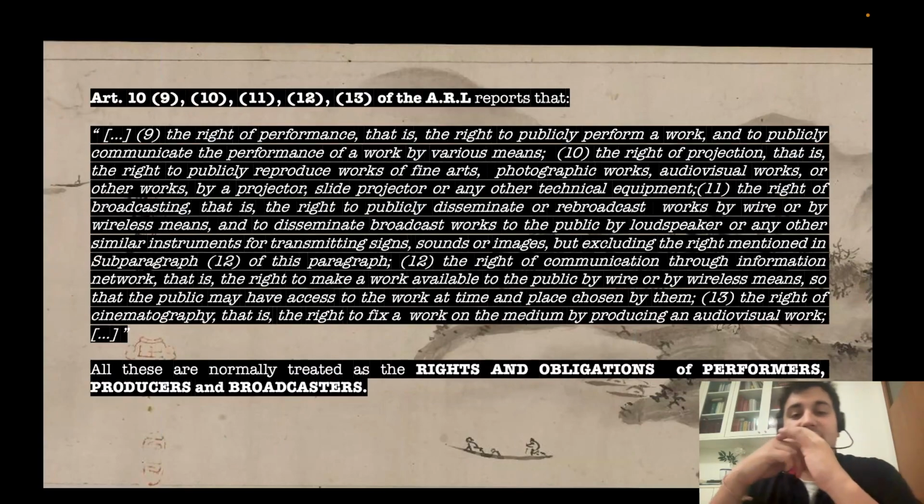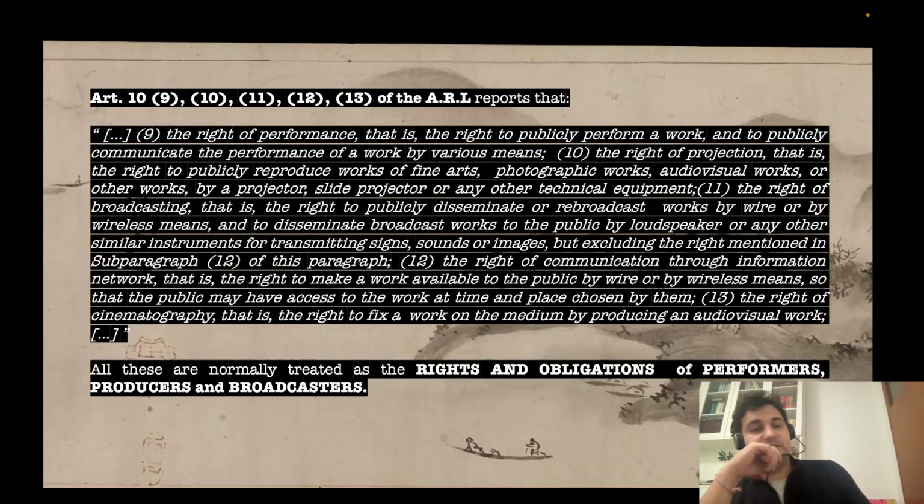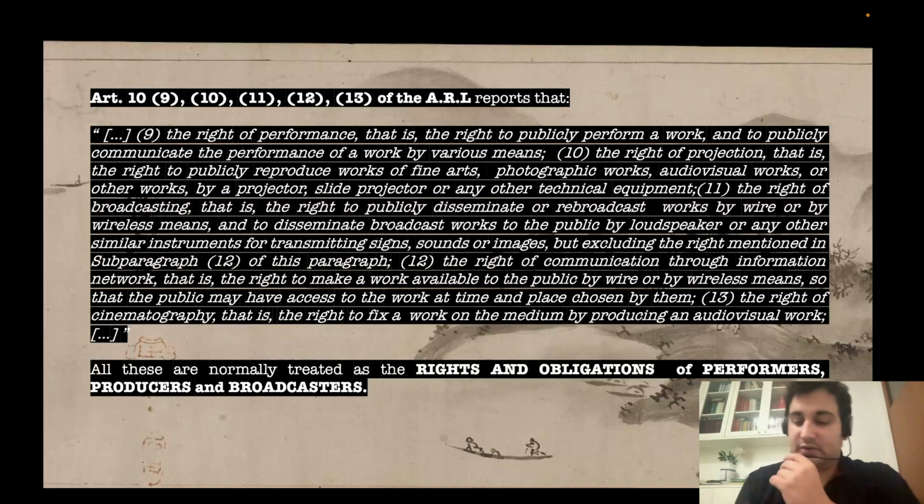So we have then a series of rights. This one is Article 10, subsections 9, 10, 11, 12, 13, which are normally treated as rights and obligations of performers, producers, and broadcasters in their derivative work and connected to their neighboring rights. Okay?